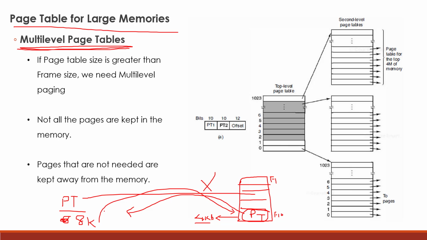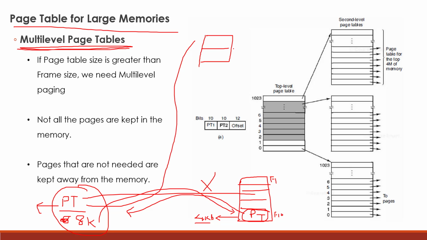In that case, we have to divide this page table into further pages. So this page table will now be divided into 2 sections: page table 1, PT1, and PT2, right? Each one has 4 KB of size, right? And this is our page table, the original page table. Now why are we doing this? Because our page table size is more than the size of the frame inside the RAM, right? So in this case, this page table cannot move into this RAM, right?